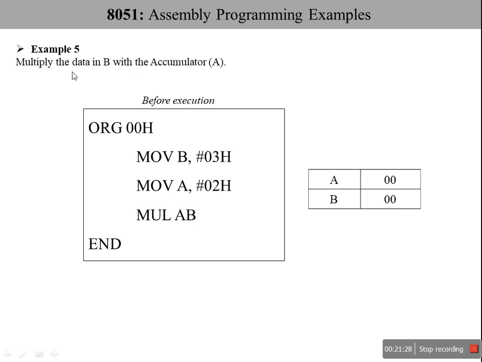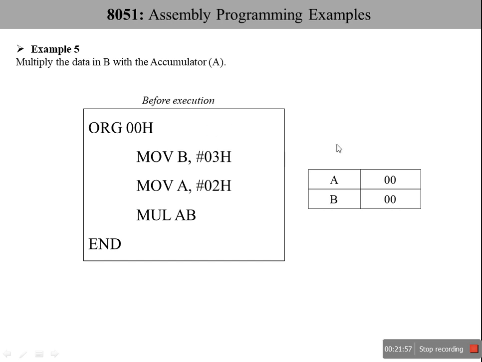Similarly, multiplication. Multiplication with the data in the B register and the accumulator. Before execution, A and B are the same, that is 0 0. Then let's load hexadecimal data 3 into B and 2 into the accumulator. When you say multiply, these 2 and 3 will be multiplied and the result will be in the accumulator and B register. So the LSB of this operation will be in the accumulator and the MSB will be in the B register.